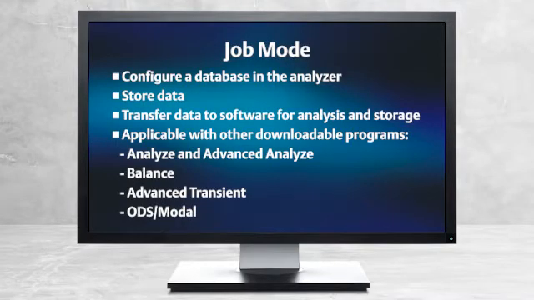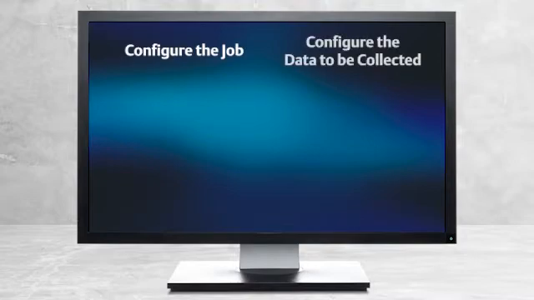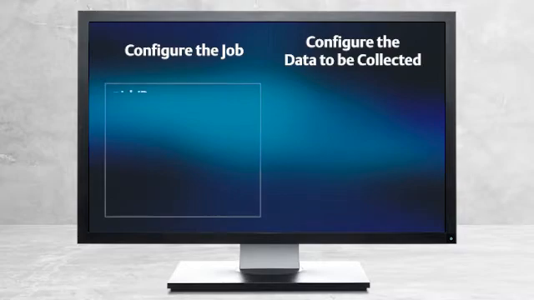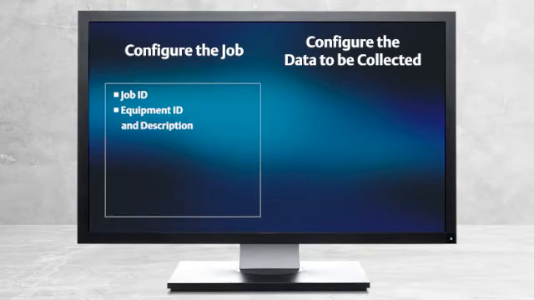In each case, the navigation is always the same. If you want to work in Job Mode, there are 2 things you will need to configure: the job itself and the data that will be collected. When configuring the job, you will have to specify an ID code. Inside the job, there is equipment that will require an ID code and description, and inside the equipment are measurement points that also require IDs and descriptions.